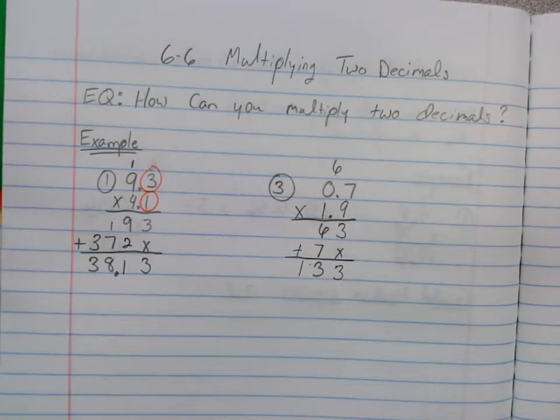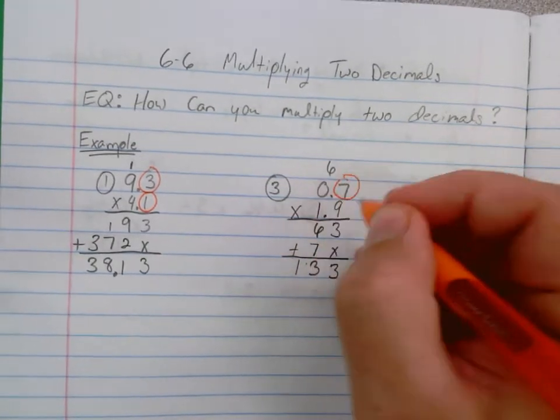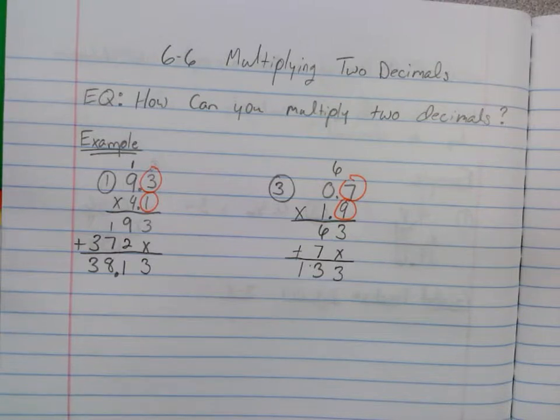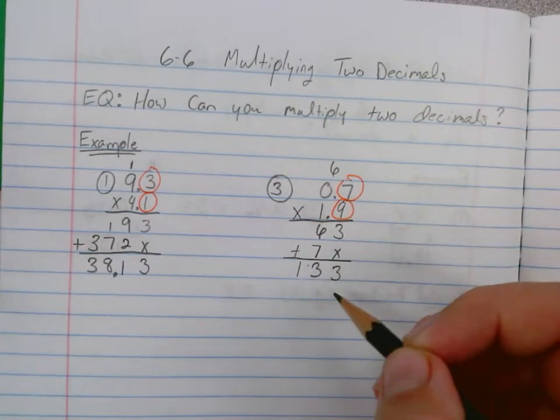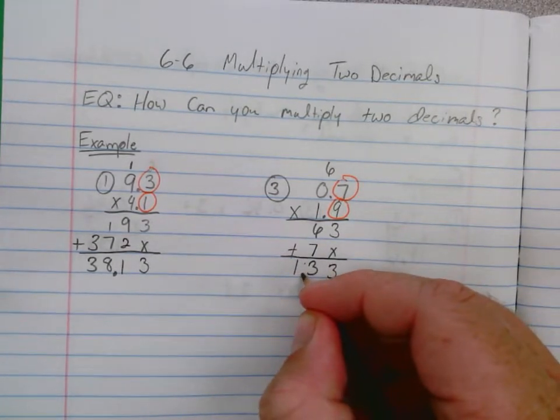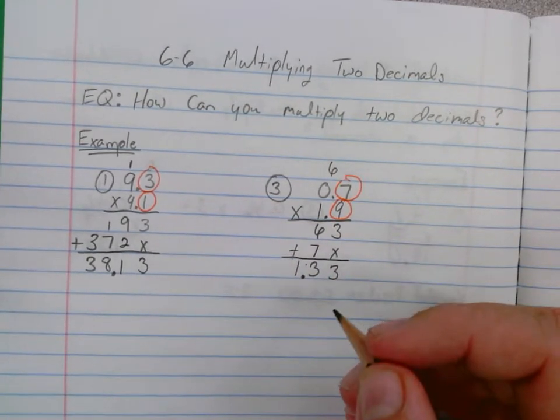Now my last step is to find out where my decimal point goes. So I circle the numbers behind my decimal point. I have two digits to the right of the decimal point in my multiplication problem. So in my product, I'm going to have two digits to the right of my decimal point. So it's going to go between 1 and 33.